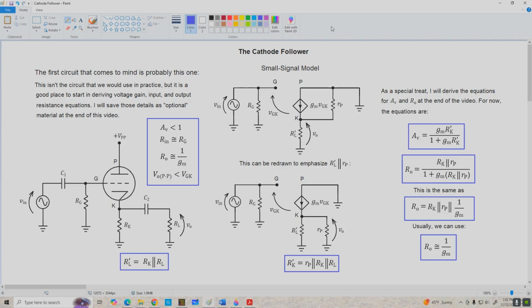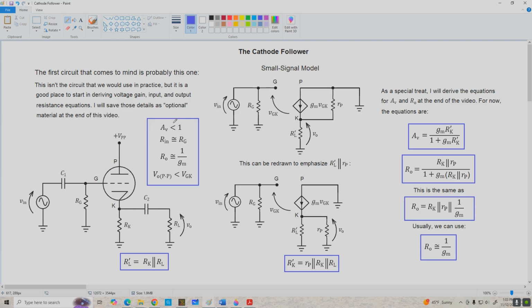The first thing that you probably think of if you visualize a cathode follower is this circuit shown over here on the left. And for various reasons, this is not a good practical circuit, but it is convenient for deriving some equations. So we'll start by looking at this. And a couple of the major characteristics are shown here.